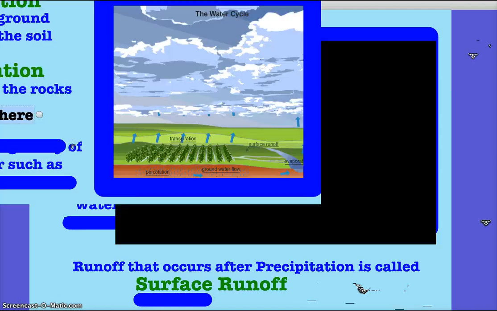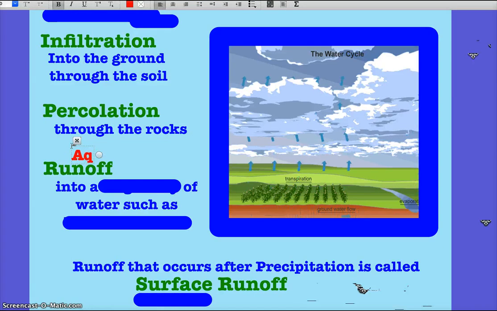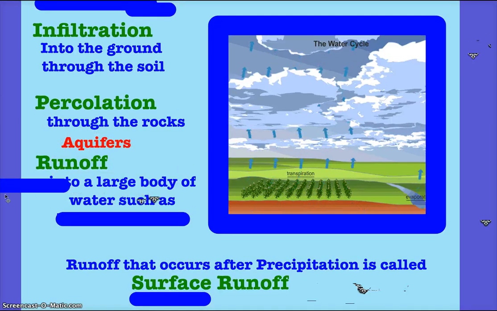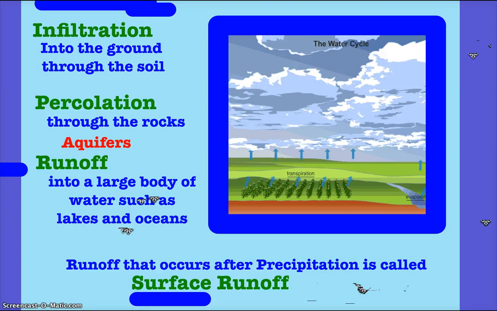And then, I left this word out, we're going to land in our underground rivers. What do we call those? Aquifers. But the aquifers will pour into the ocean through runoff. So once you land in our underground rivers, we're going to run off back into a large body of water. It will infiltrate into the ground or through the soil, percolate through the rocks, and land in an underground body of water called an aquifer. That aquifer flows back into an ocean or a river, because an aquifer is an underground river.